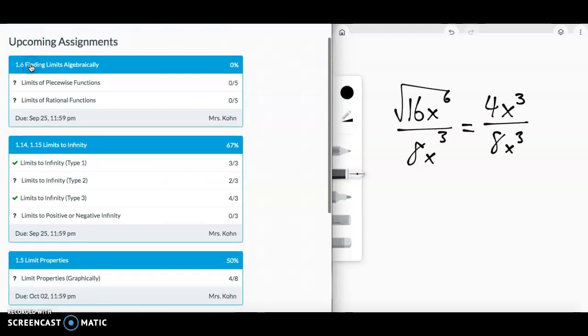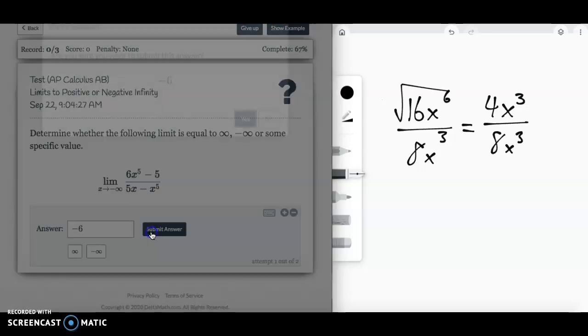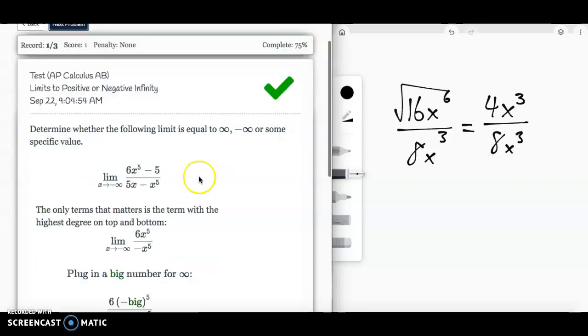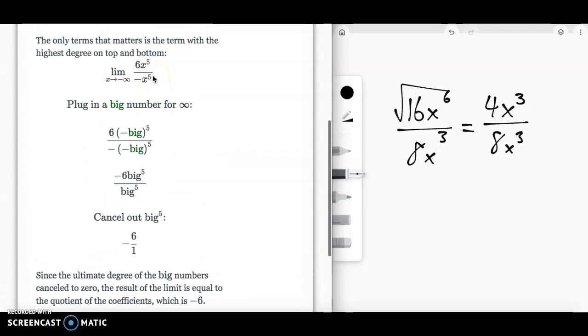All right, we got one more to do, limits to positive or negative infinity. So let's work through some of these. Determine whether the following limit is equal to infinity, negative infinity, or some specific value. This time you don't get off as easy by just telling me that the limit's D and E. You actually have to verify which one it works with. For this one, the only parts I care about are the x to the 5th and the x to the 5th. They match, so I use their coefficients. 6 divided by -1 is -6. Excellent. Big to the 5th, big to the 5th. I like that they use that.